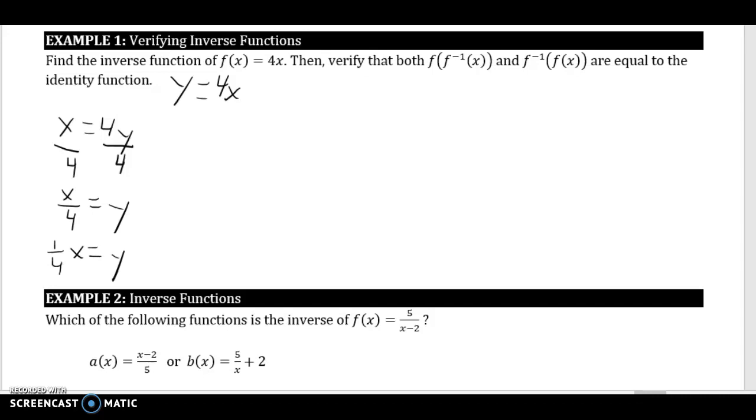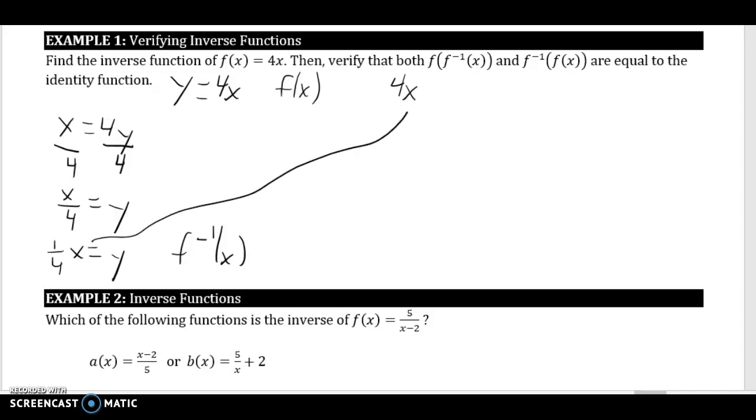So this is f of x. And this is f inverse of x. So to do this problem, we need to do this first. We're going to take this function, and we're going to plug it into here. So I'm going to have 4x, and I'm going to sub in 1/4 x. I got 4 times 1/4 x. So what's 4 times 1/4? 1. So this is just x. So we're good so far.